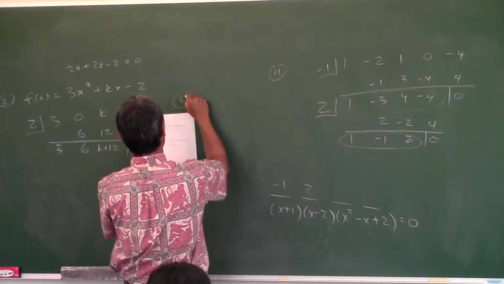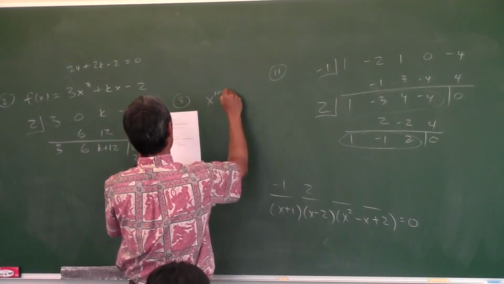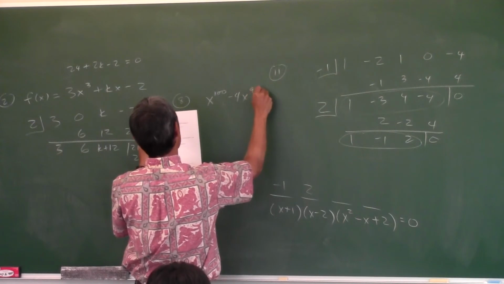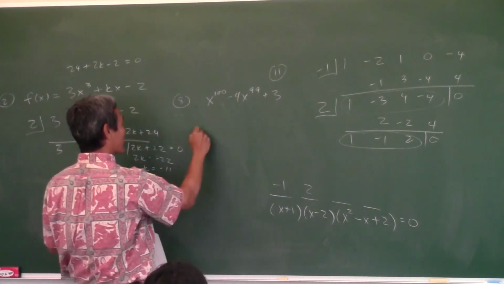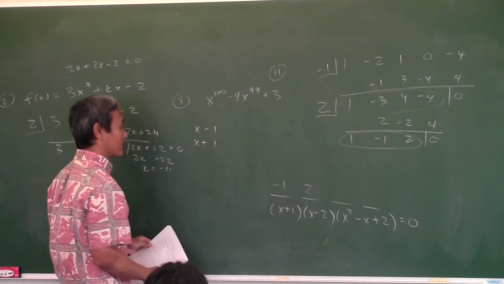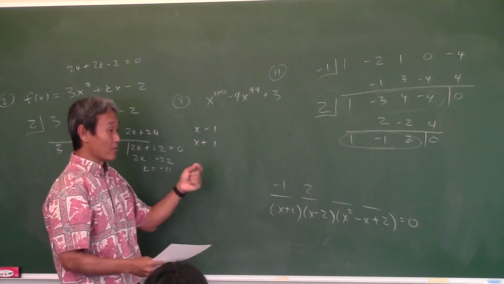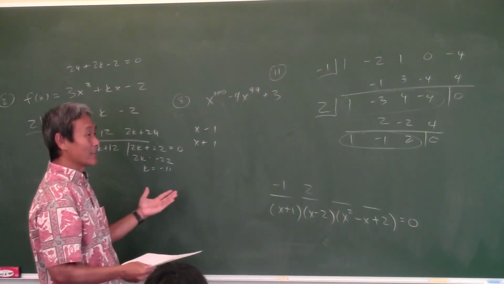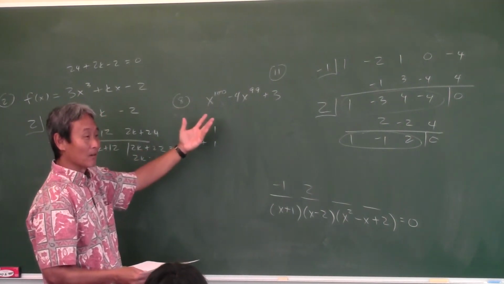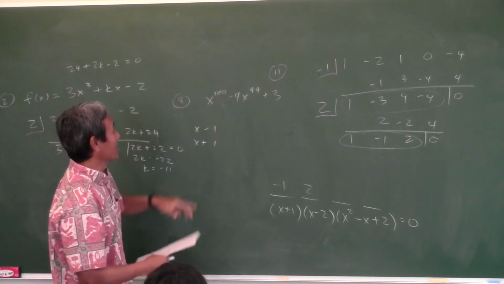Okay, let's do number 8. x to the 100 minus 4x to the 99 plus 3. How do you determine whether x minus 1 or x plus 1 is a factor? Well, if you do synthetic division, the remainder has to come out 0. But why do I want to do synthetic division when I can just plug in the number? So take 1, plug it in here. You can just do it.